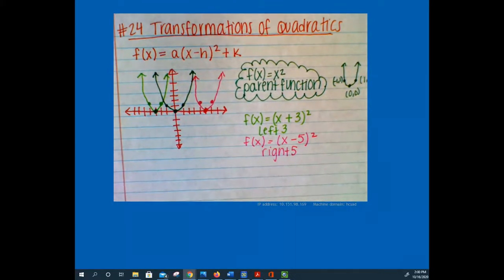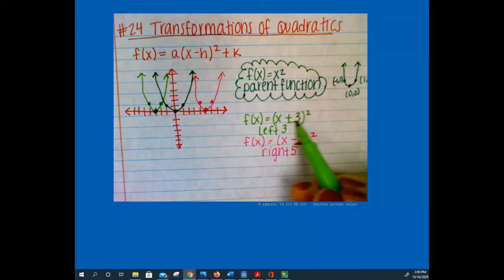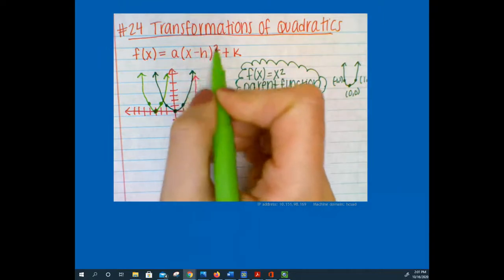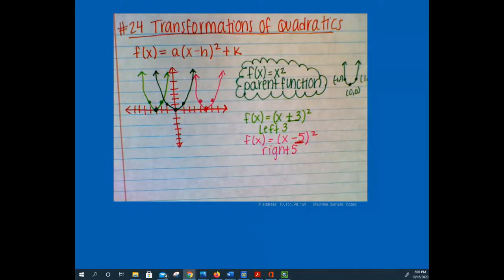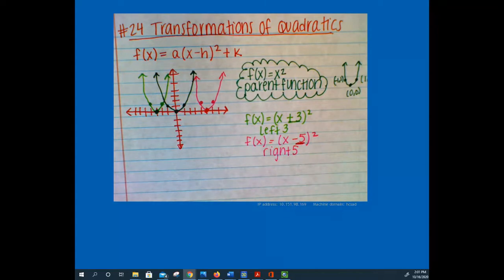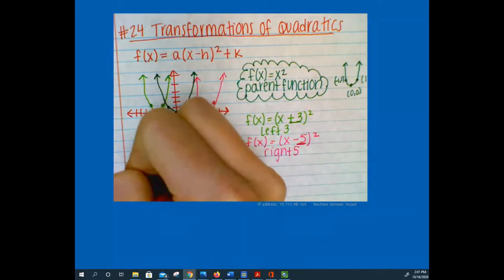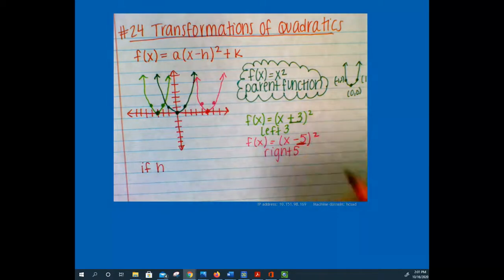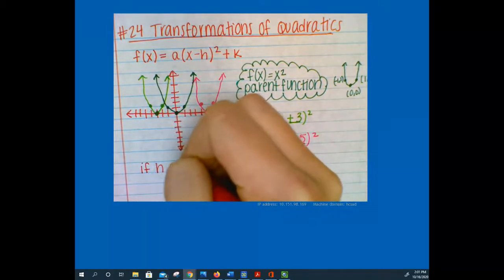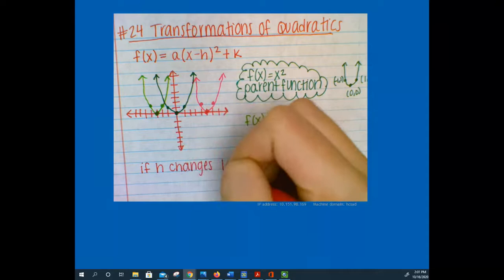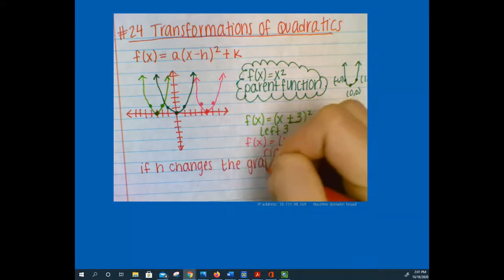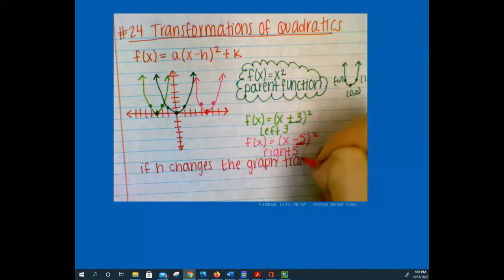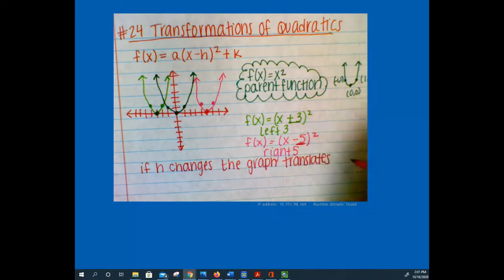So what we can do is generalize what happens. Well, what number did I change? Here it's minus 5, here it's plus 3. So I'm really changing the h up here. So what we can say is, if h changes, the graph translates, that means moves, slides, left and right.